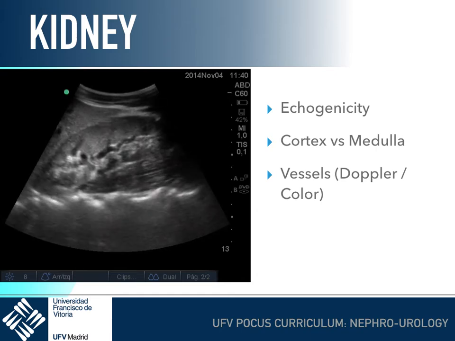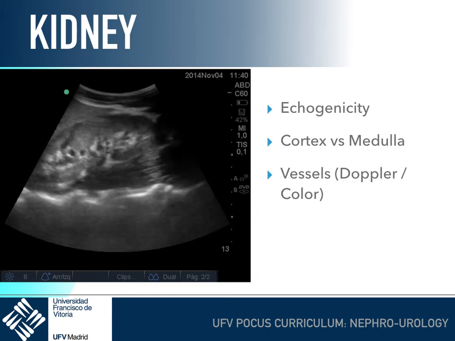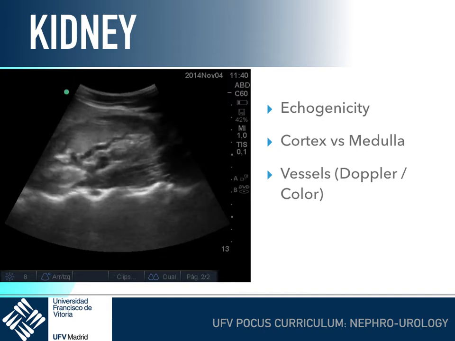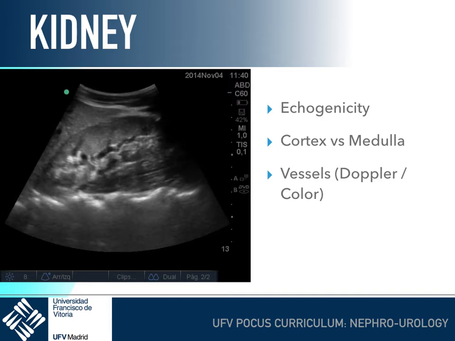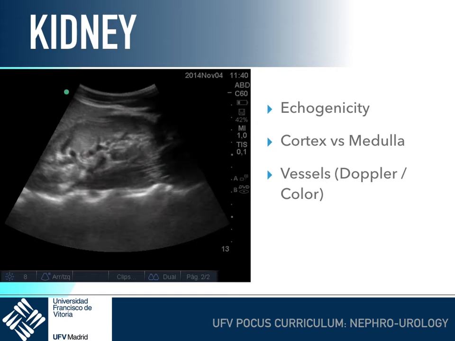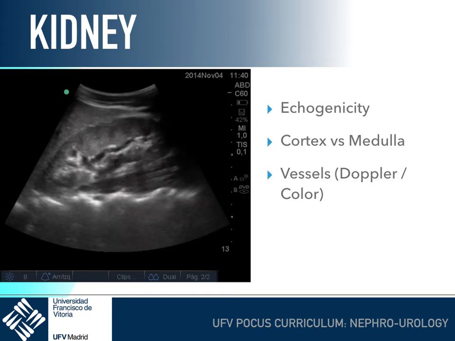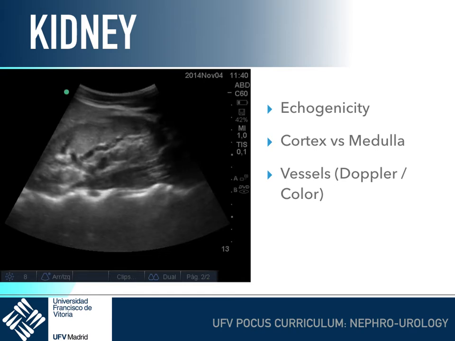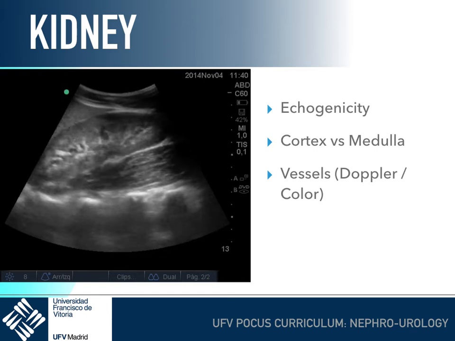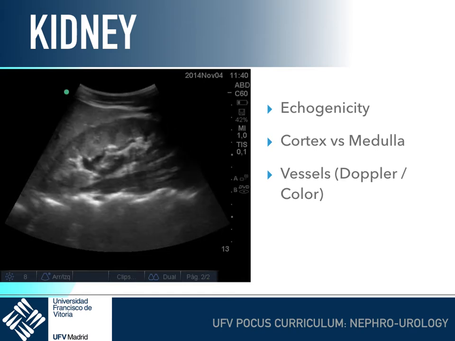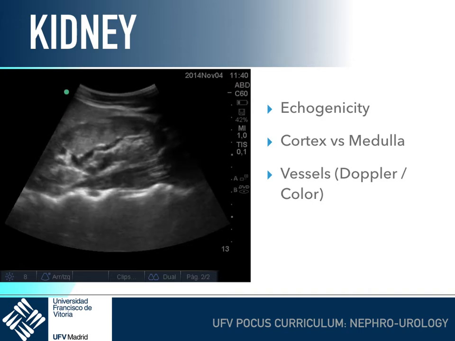There's something black inside, which is anechoic with a tubular appearance as well, that can be easily identified with Doppler or color. These are vessels, the veins and arteries coming to or from the kidney.